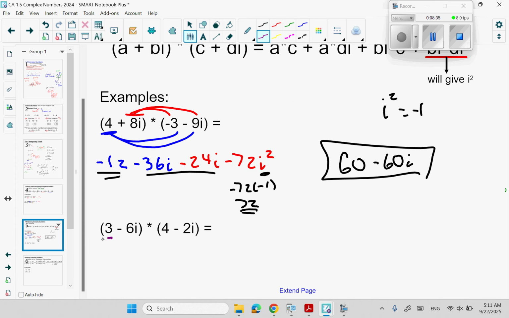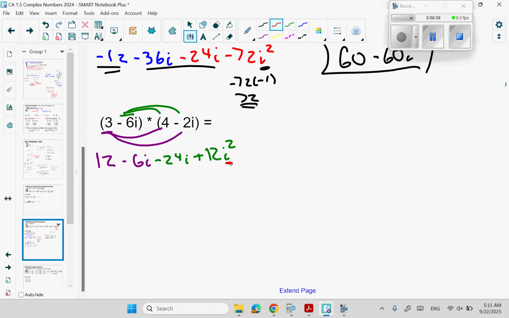Following that same logic, 3 times 4 is 12. 3 minus 2 times negative 2i, negative 6i. Negative 6i times 4, negative 24i. Negative 6i times negative 2i, positive, negative times negative is a positive, 12i squared. Replace the i squared with negative 1. So 12 times i squared, 12 times negative 1, negative 12.